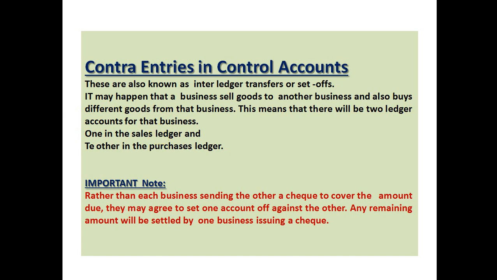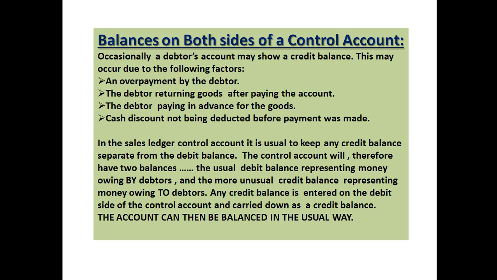The important note is, rather than each business sending the other a payment to cover the amount due, they may agree to set one account against the other. Any remaining amount will be settled by the business balances. Same is the case with the balances on both sides of control accounts.